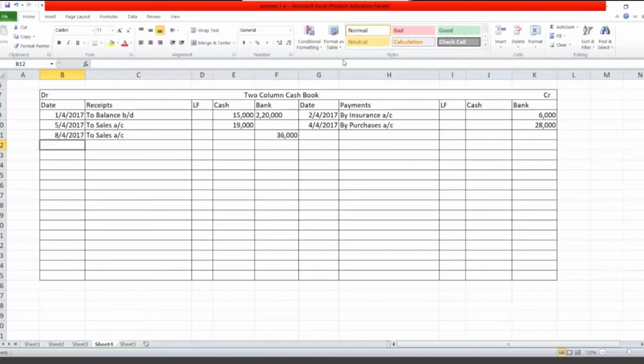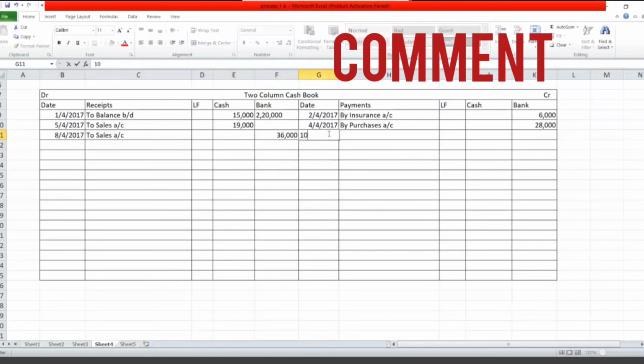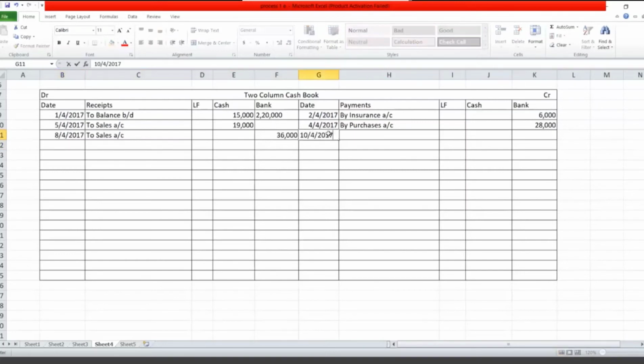Next one is on 10th, 10/4/2017, paid rent by check. So write down by rent account. They paid through check, so write down in the bank column 12,000. Next transaction, paid wages. They didn't mention anything, so I treat it as a cash transaction.